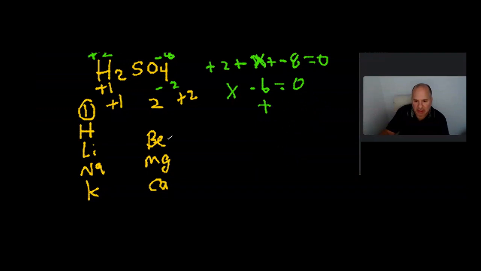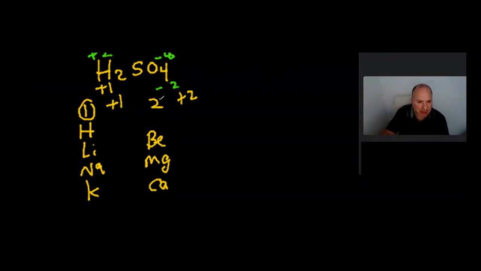Another way to look at it is to look at the polyatomic group. A polyatomic group is just a group of atoms covalently bound together, meaning they're sharing electrons. So SO4. You can look up the polyatomic groups on the web. That will give you a list of polyatomic groups. And the sulfate SO4 has a negative 2 charge.